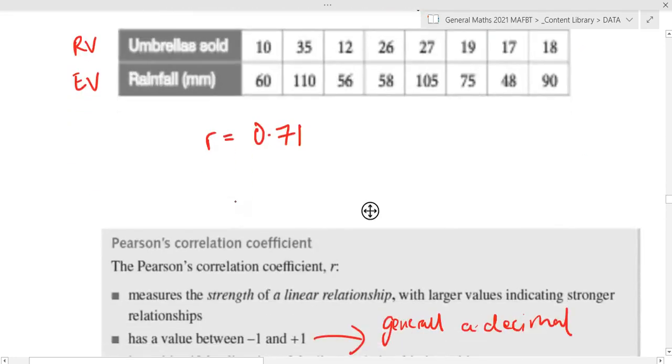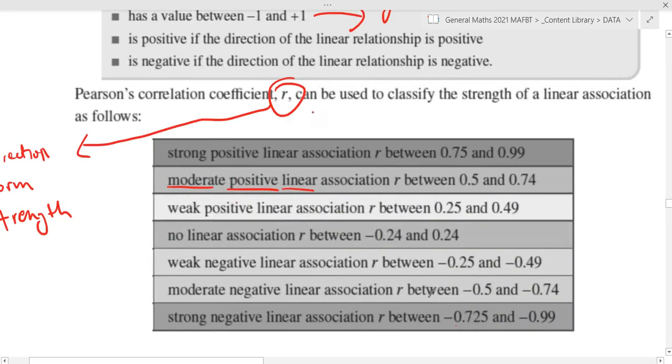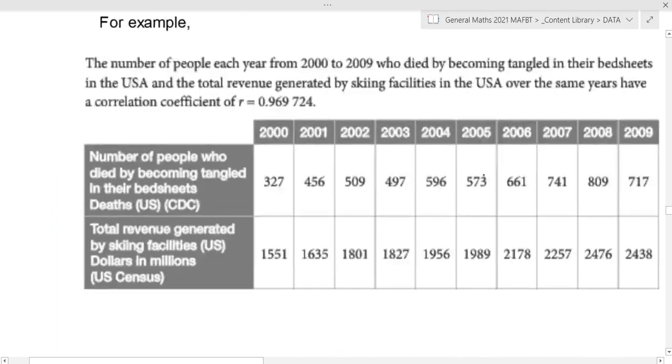If you can't remember the strength and the associations for them, you can look at this table here. It'll show you numerical values, and if an R value lies between, for example, these two decimals, then it is considered strong, positive, linear. So have a look through this if you need to. It'll help you understand what you might consider an R value to be.